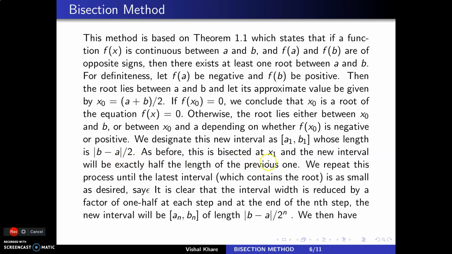As before, this is bisected at x1, and the new interval will be exactly half the length of the previous one. We repeat this process until the latest interval, which contains the root, is as small as desired, say epsilon. It is clear that the interval width is reduced by a factor of 1/2 at each step, and at the end of the nth step, the new interval [an, bn] will be of length |b - a| / 2^n.